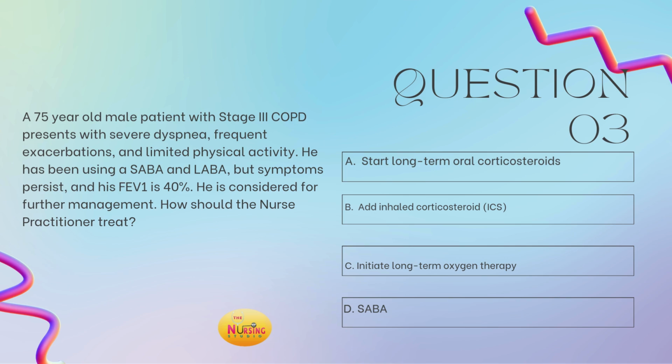Is it A, start long term oral corticosteroids? B, add in an inhaled corticosteroid? C, initiate long term oxygen therapy? Or D, a SABA? Take a moment and tell me what you got.